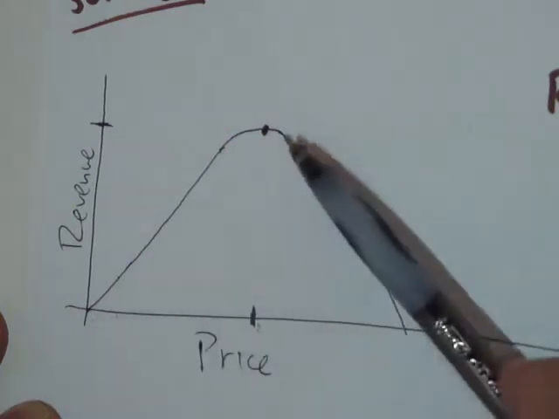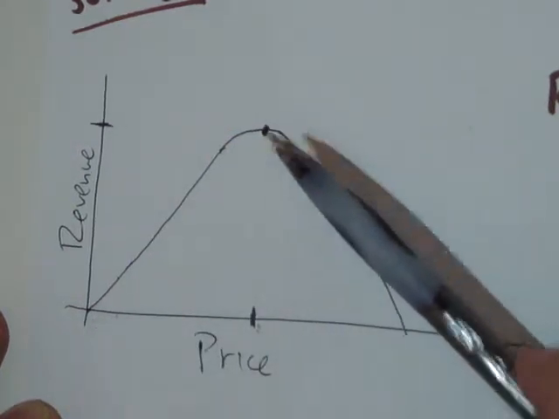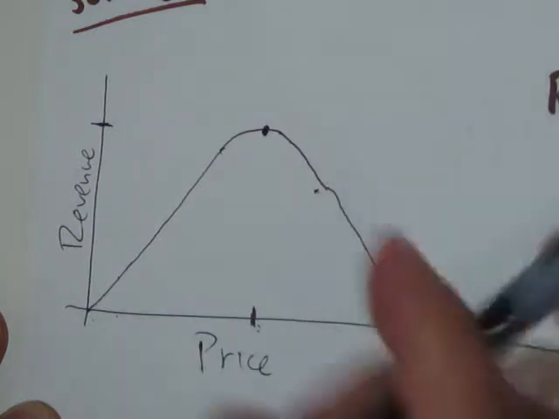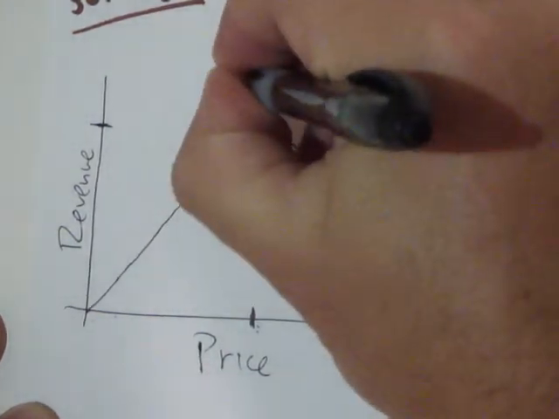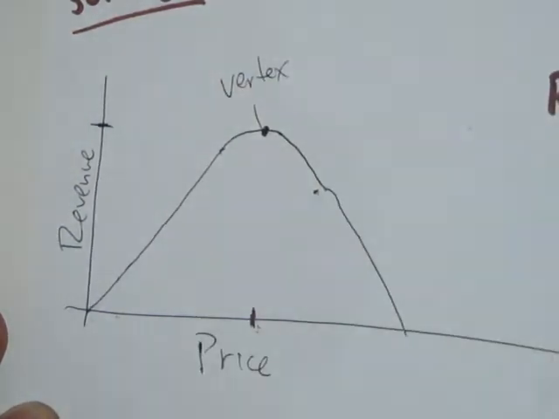Now if you remember, the maximum point of a parabola that faces down, well, that was the vertex. So this right here is the vertex of this parabola.